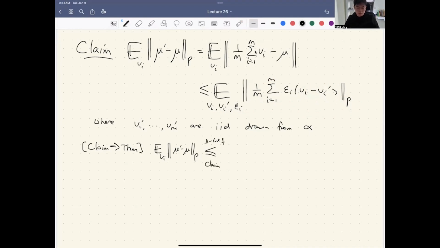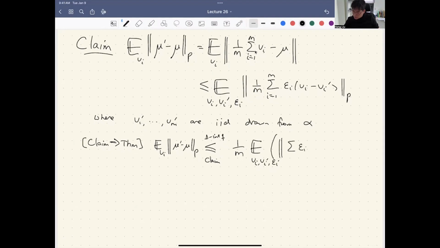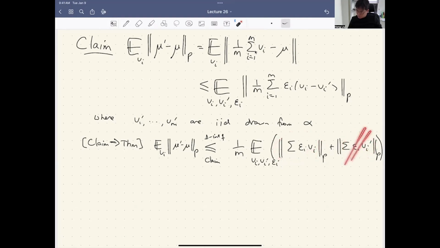This is at most 1 over m. I can extract the scalar out, no problem. Expectation of the norm of the sum of epsilon_i v_i' plus the sum of epsilon_i v_i. This is nothing but the triangle inequality. Now look, we decouple. These two are independent, v_i and v_i', so they have the same distribution. These two are the same, so we just get rid of one and multiply by 2.